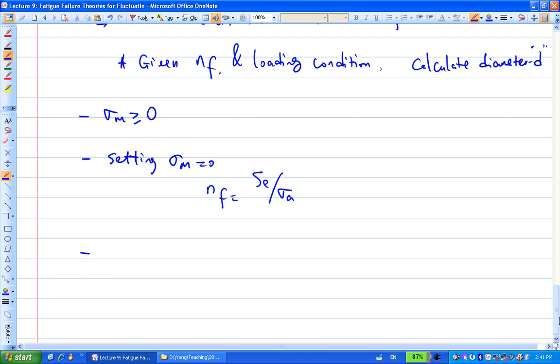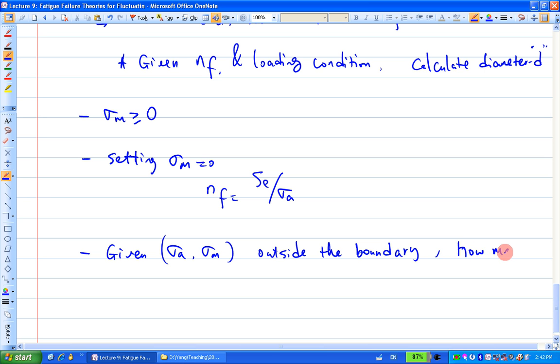So that's another similar question that can be raised towards this combination here. So given sigma A and sigma M outside the boundary, how many cycles will it fail at? That's another thing that we need to look at here.